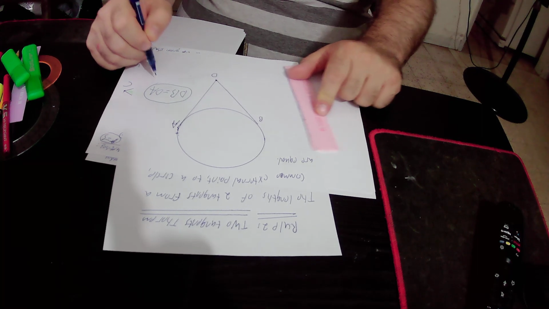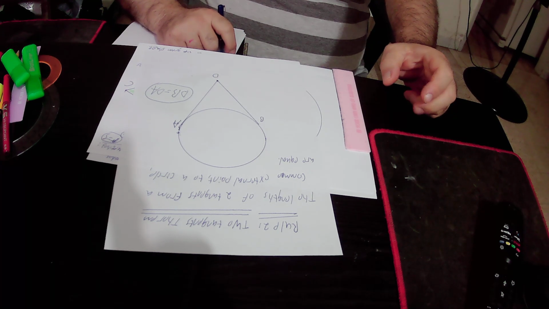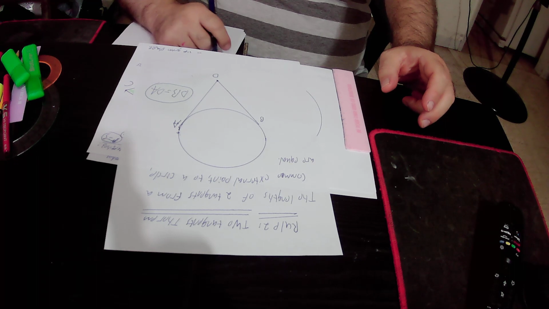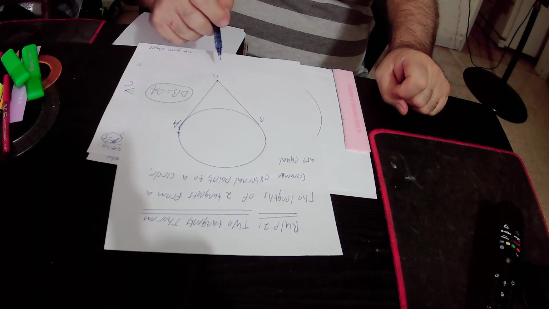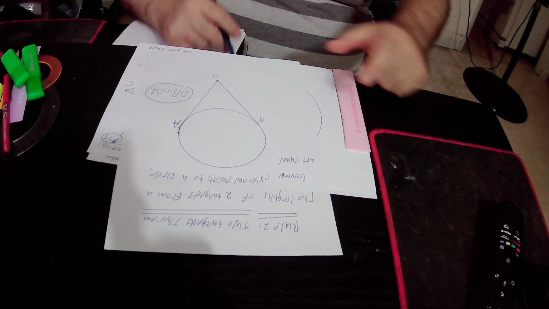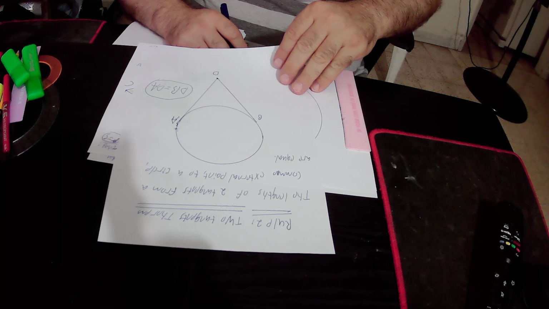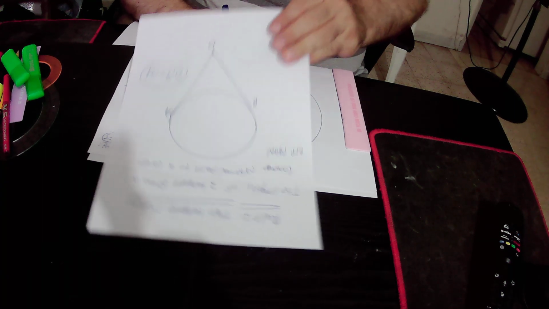Okay, so whenever you draw two tangents to a circle from a common external point, then the lengths of those two tangents will be equal to each other. In this case, DA will be equal to DB.